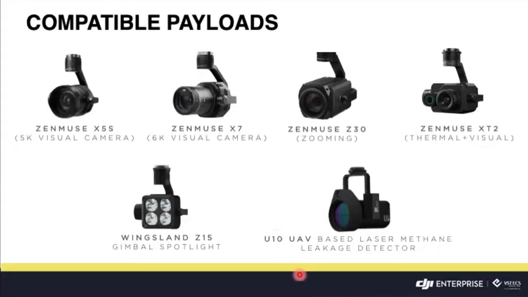The U10 UAV-based laser methane leakage detector is mainly used in oil and gas companies. So they can easily determine some leaks, some problems on their power plant or in the certain storage of the energy company.